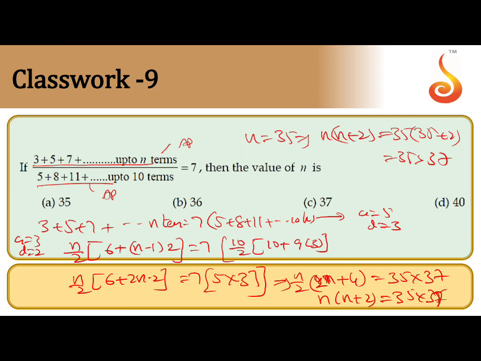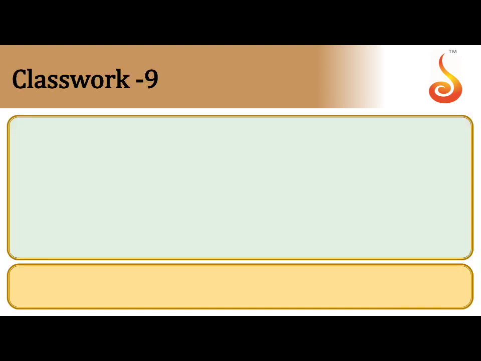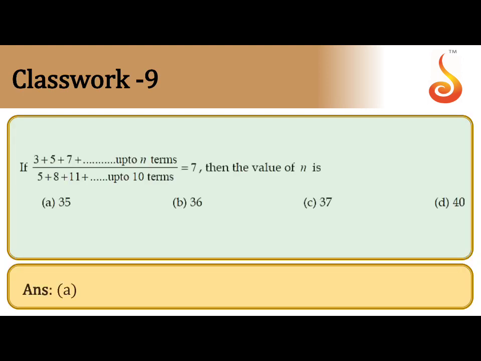So now n into n plus 2 is 35 into 37. That is matching with n equal to what? 35. The answer will be option A. I hope this is clear. So first thing, cross multiply and solve the sum of n terms on both sides, and solve it to get the answer for this one. So got it? Next. Check the answer. Answer n equal to 35.